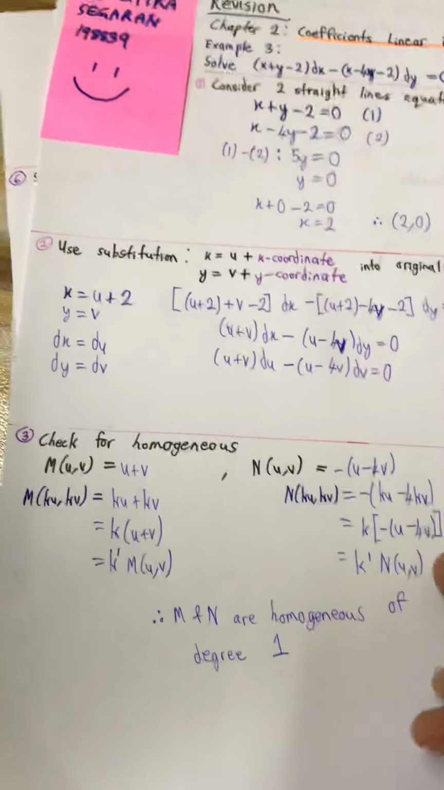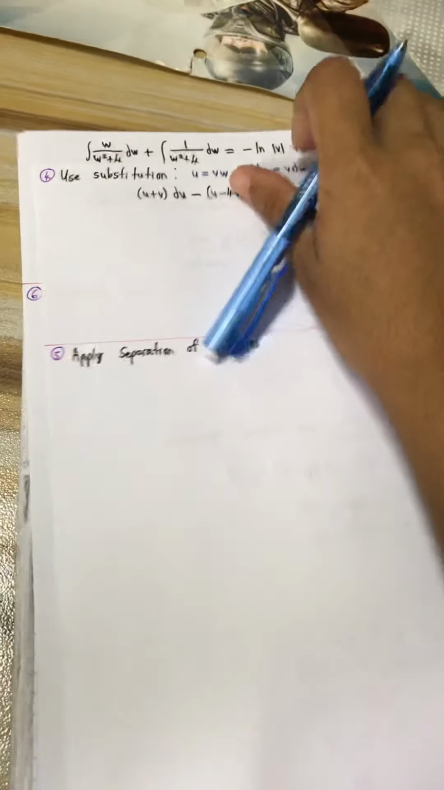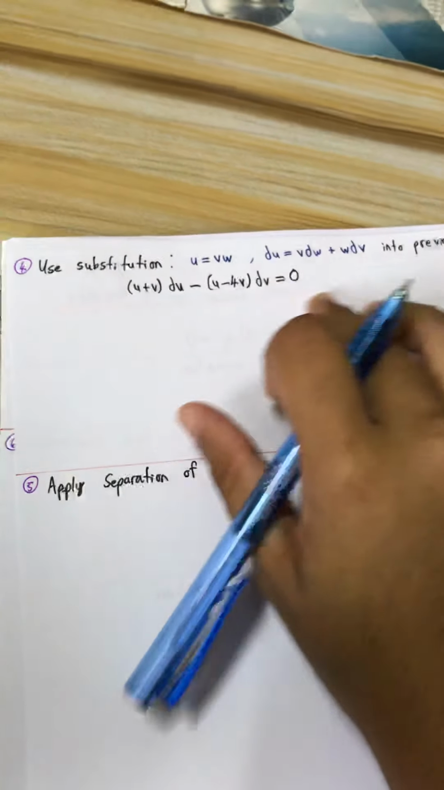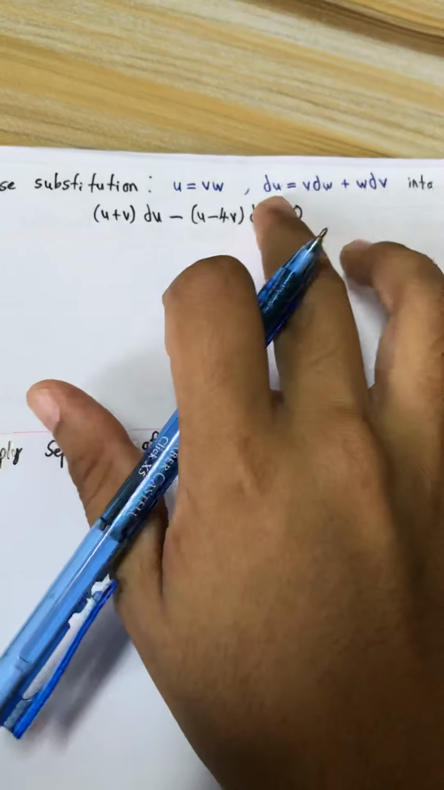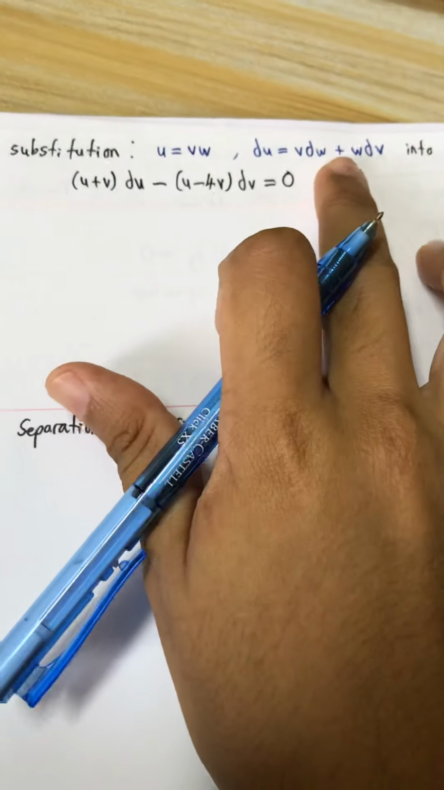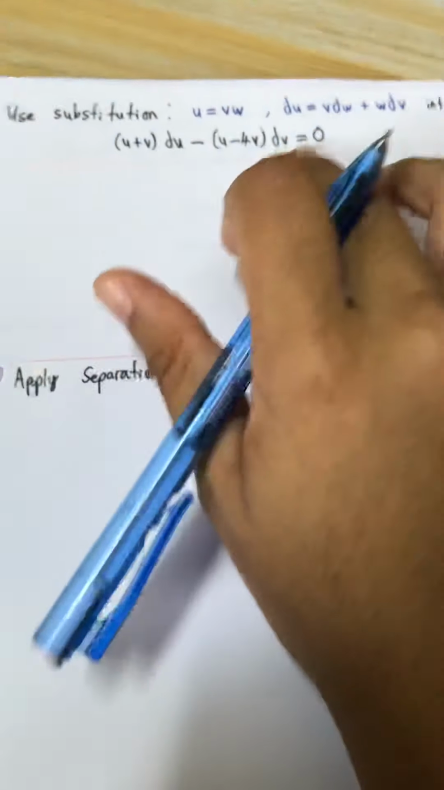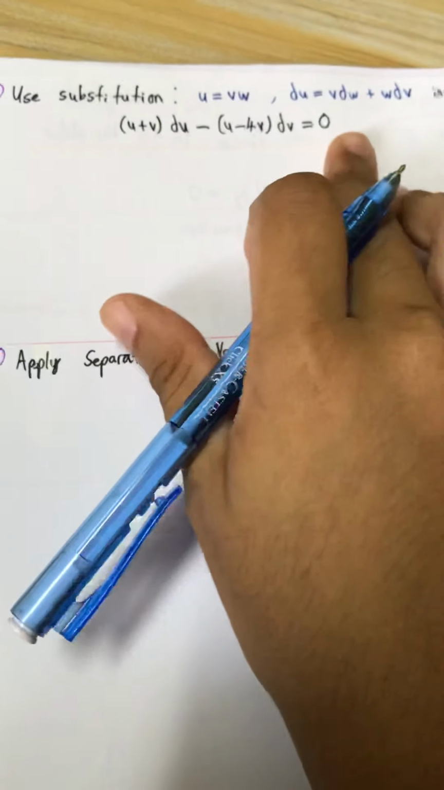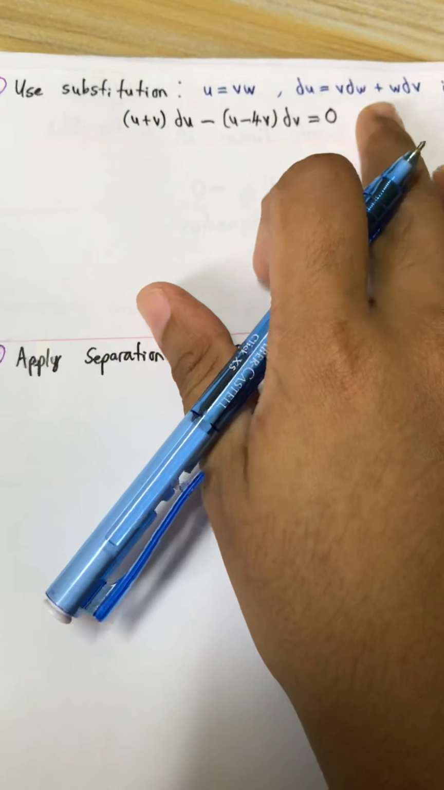So after we note that it's homogeneous, we can proceed with the homogeneous step where we use the substitution. After we show that both of them are homogeneous, we use substitution where we substitute u equal to vw and du equal to v dw plus w dv into the equation just now. The equation just now is (u plus v) du minus (u minus 4v) dv equal to 0. So we substitute u with vw and du with v dw plus w dv.